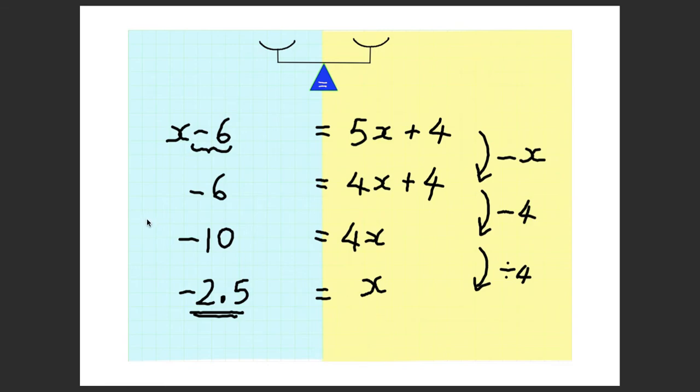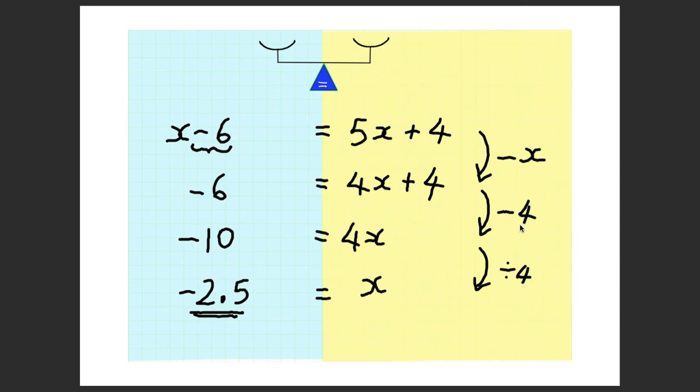So here's another one with x's on both sides. Try and do it yourself before you just copy it down. But all the steps and stages are here. I start off with x and 5x on the left and right respectively. So I want to take away as much x as I possibly can from both sides, which is to take away an x and leave you with just minus 6 equals 4x plus 4.